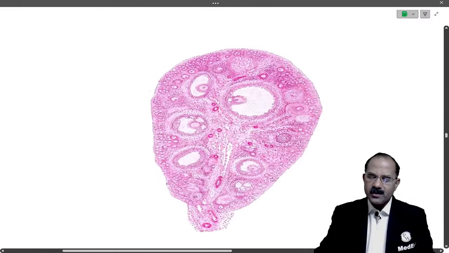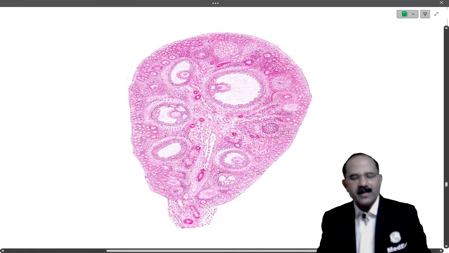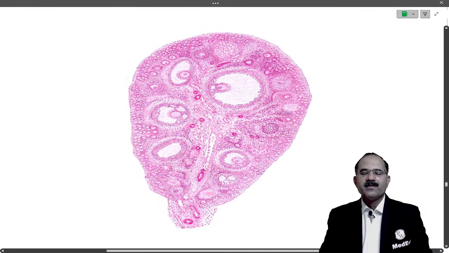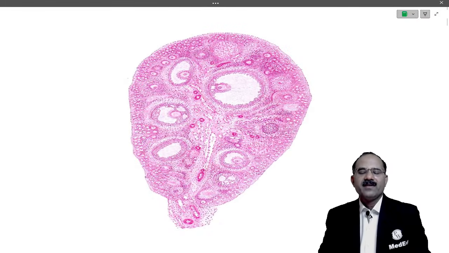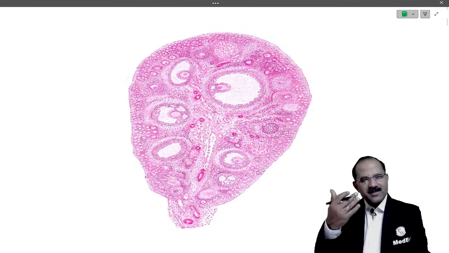Okay, bacha. This is another very easy slide. If you get this slide, I'm very happy. Come on, tell me what this is. Very easy slide. Luck, ultimately it's luck.